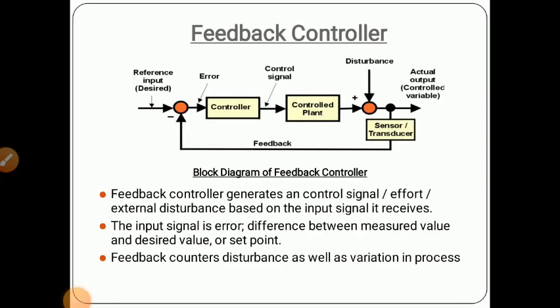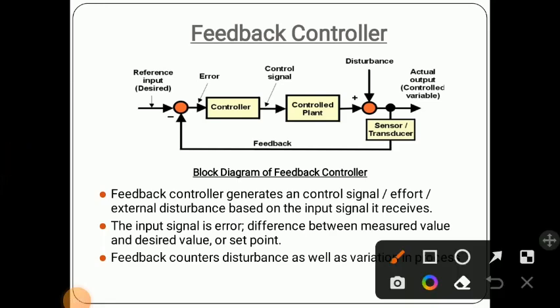Now we'll study what a feedback controller is. This is the block diagram of a feedback controller. Read the first statement. A feedback controller generates a control signal, also called effort, to counter external disturbance, based on the input signal it receives. This is the control signal, and the input signal is error, the difference between the measured value and the desired value, or set point value. So feedback counters disturbances as well as variation in the process.